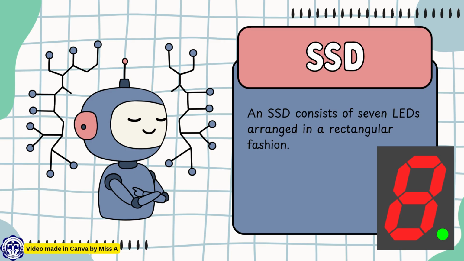The 7-segment display, SSD, consists of 7 LEDs arranged in a rectangular fashion. Each of the 7 LEDs is called a segment because when illuminated the segment forms part of a numerical digit, both decimal and hex, to be displayed.